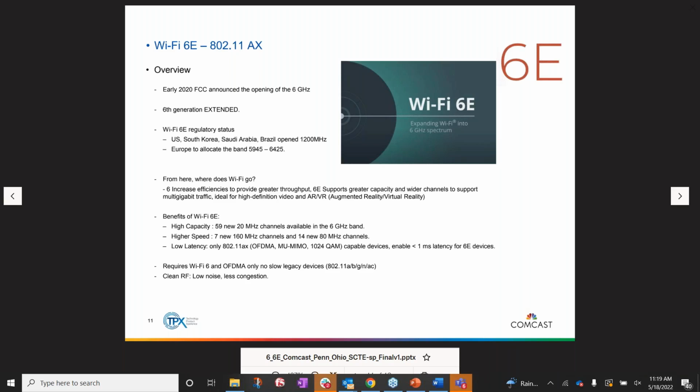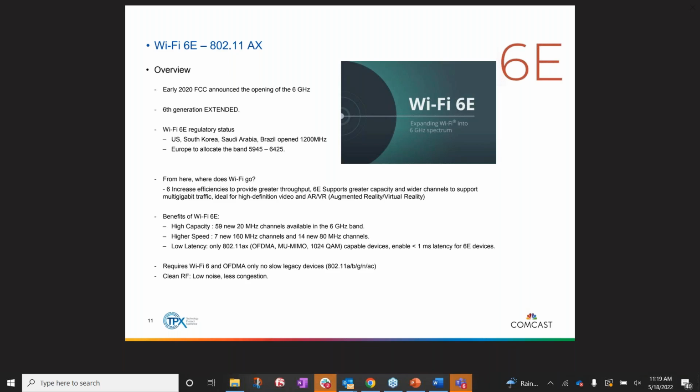To achieve this, we require higher order bandwidth, and that can be possible in 6 gigahertz. And what are the benefits of 6 gigahertz? Yes, it has a high capacity of 59 20 megahertz channels and high speed. Here we're going to get 7 160 megahertz channels, continuous and non-overlapping, and 14 80 megahertz channels, and low latency because it is offering OFDMA, MU-MIMO, and 1024 QAM.